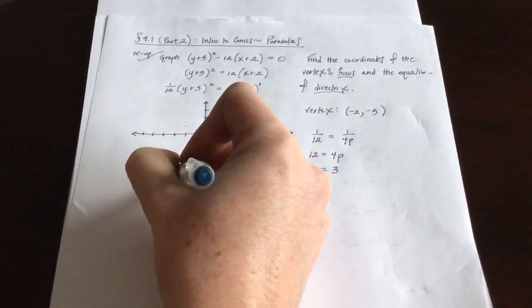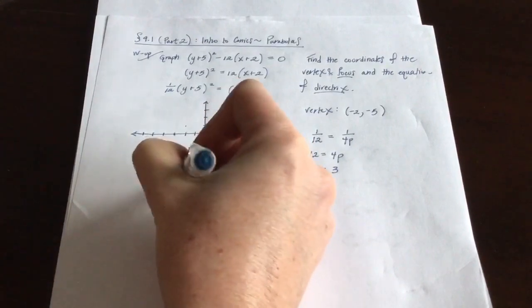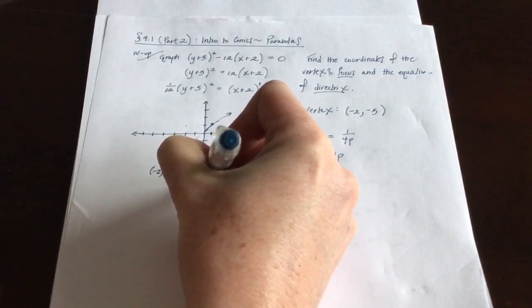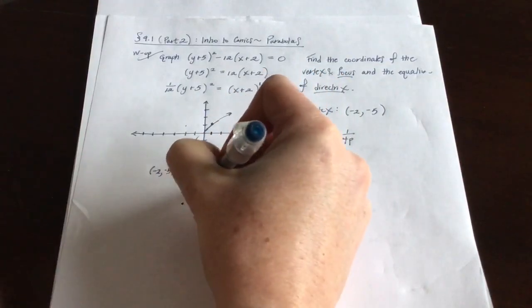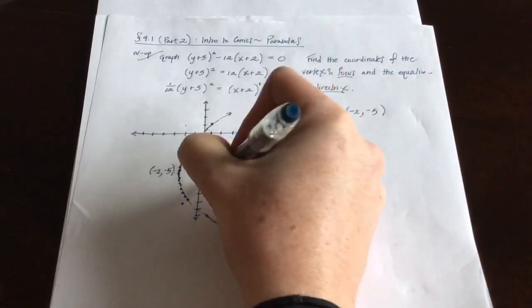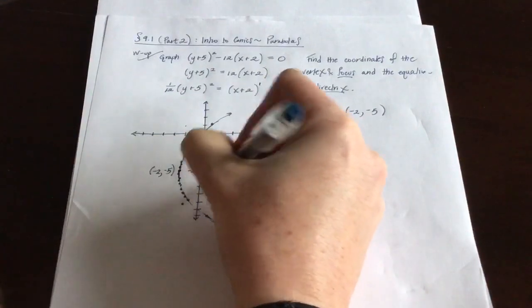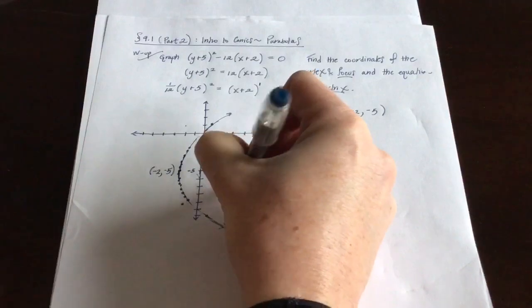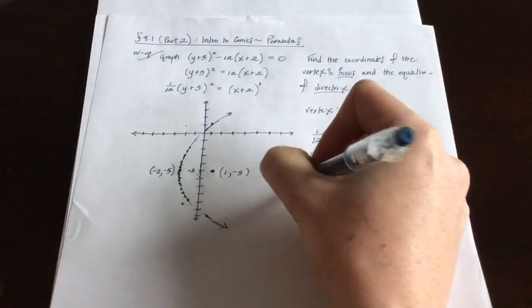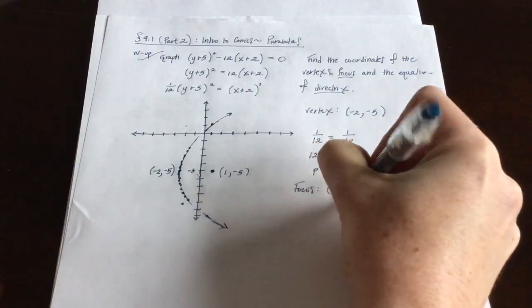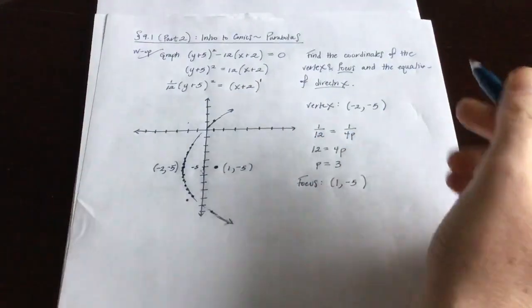So from your vertex, we're going to go from there 1, 2, 3 units. And what point is that going to be? That's going to be your focus right there. And what would its coordinates be? It would be, instead of -2, we're going to be at +1 now, and then still at -5. So your focus is at (1, -5). And where would your directrix have been?